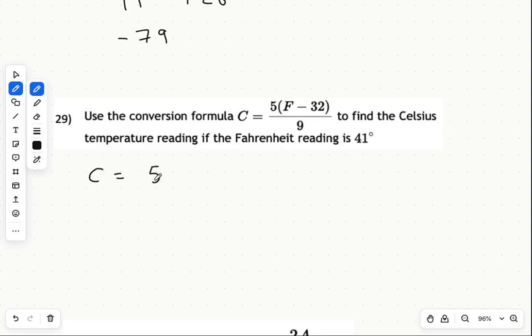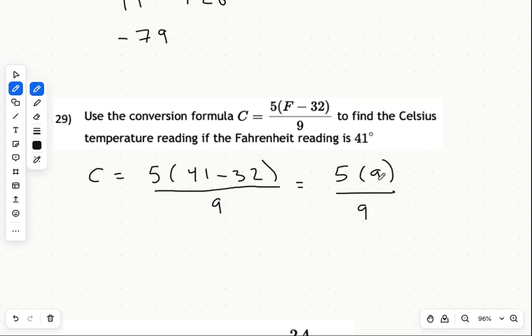So we'll get that written out. C equals 5 times 41 minus 32 over 9. And let's see, so that would be 5 times 41 minus 32 would be a 9 right there, over 9. And I guess you could go 45 over 9 and divide. I'm just going to cancel those 9s since I can see that right there. And then that would be 5 Celsius.